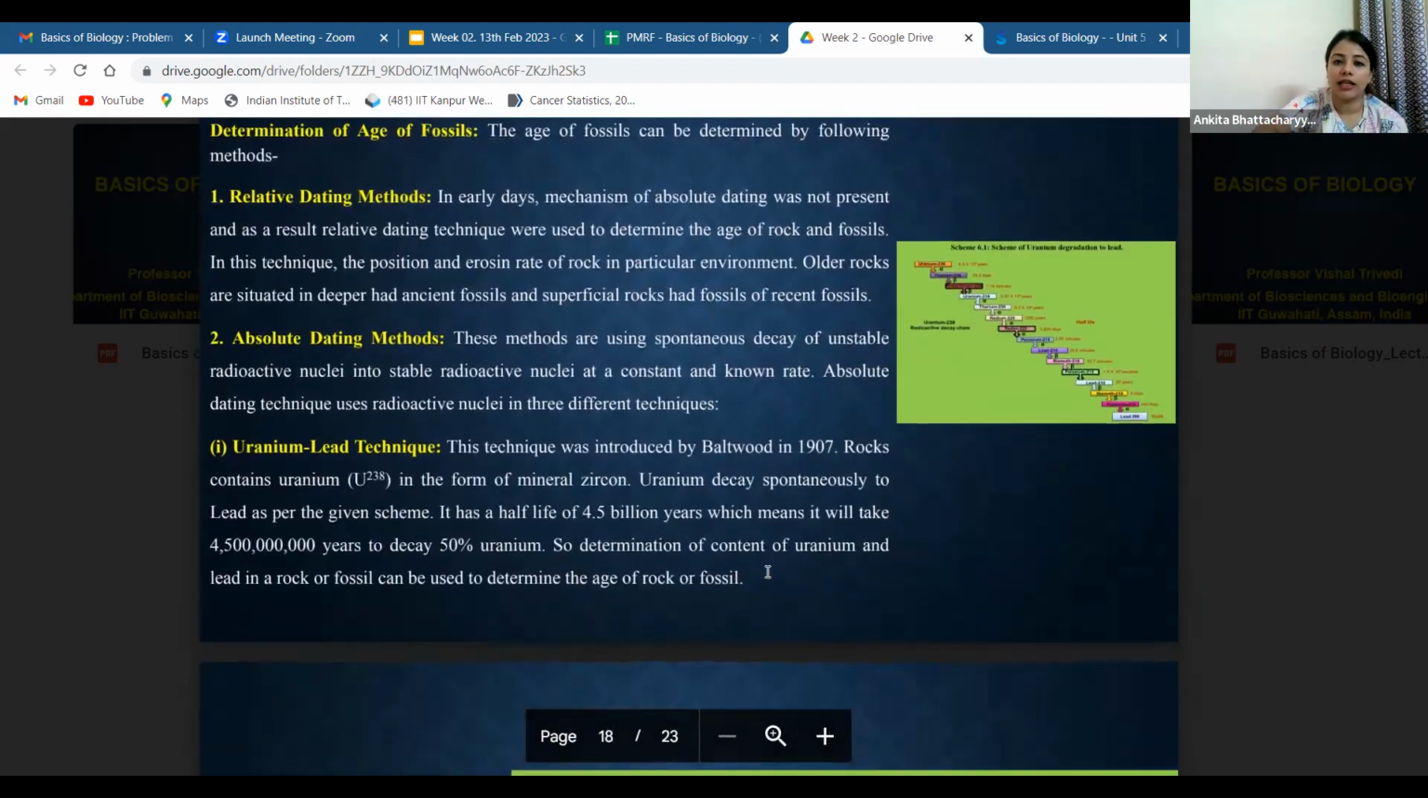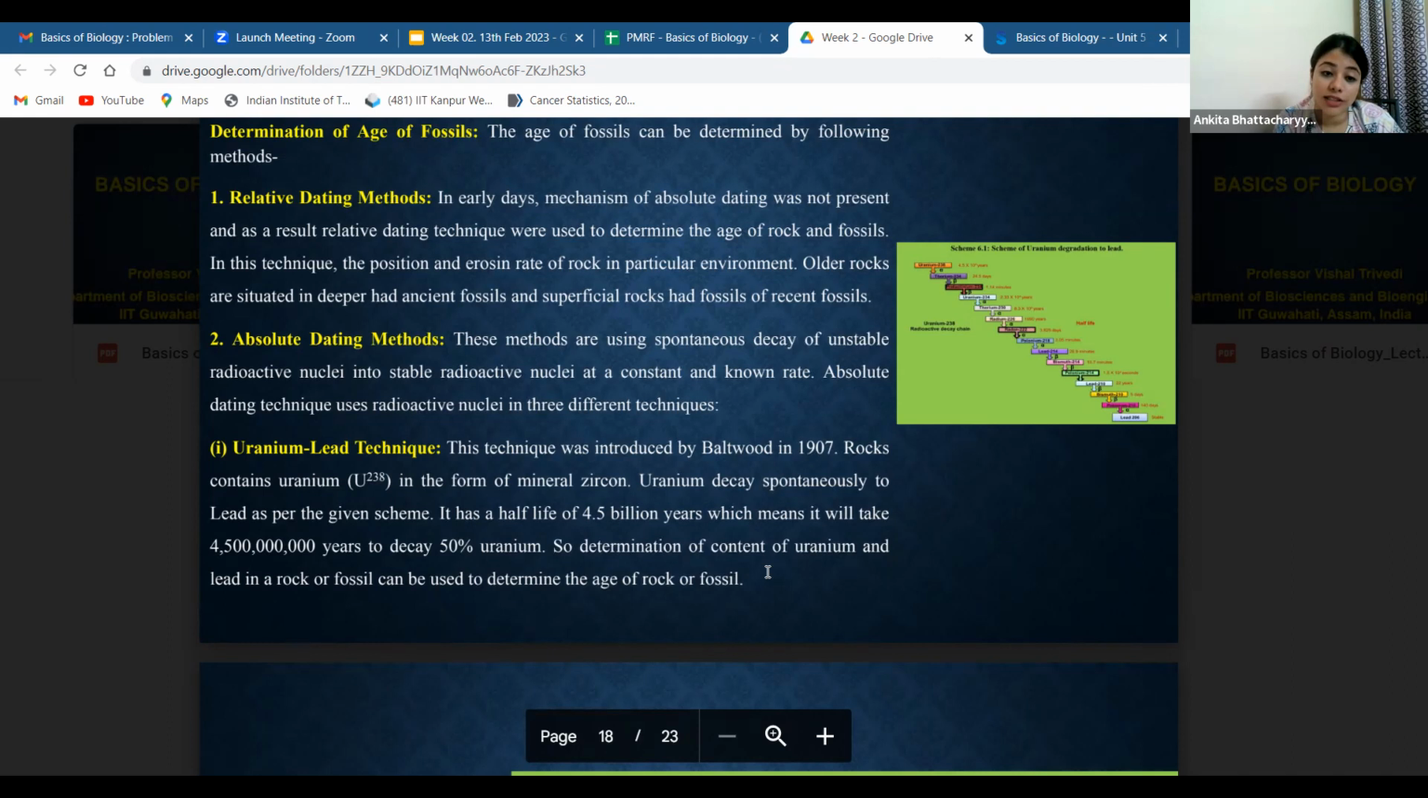Then the methods of determining fossil age. Obviously relative dating methods were previously used, but as the name indicates, they are not as reliable as the more advanced techniques of absolute dating. There is spontaneous decay that can occur of radioactive nuclei, and that's actually used to study it. So we had a question on the uranium-lead technique of dating, and how it undergoes decay over a period of around 4.5 billion years.